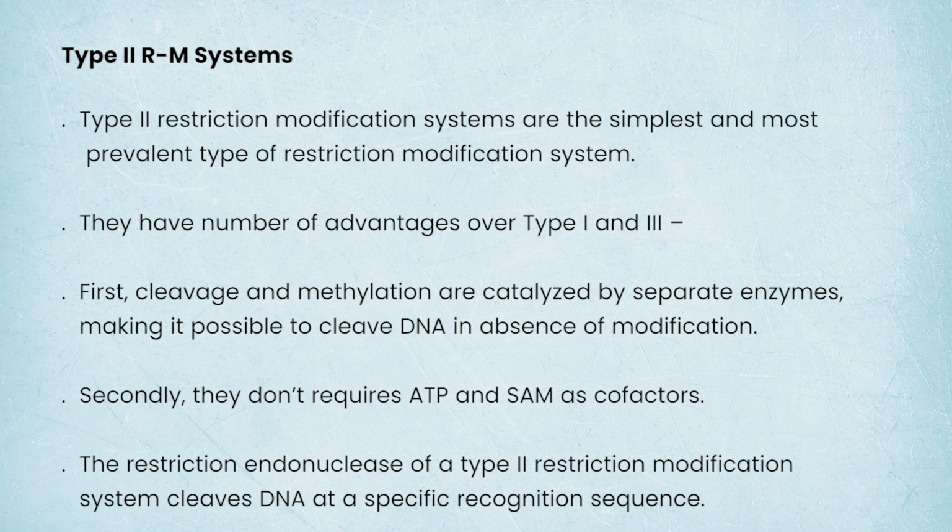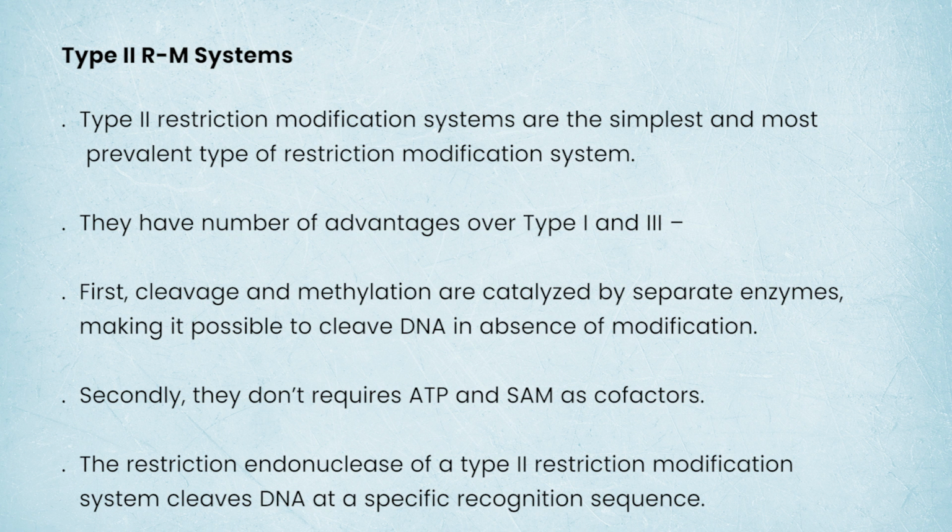So they have a number of advantages over types 1 and 3, because cleavage and methylation are catalyzed by separate enzymes. They do not have a single complex acting for both cleavage and methylation; they have different enzymes for cleavage and for methylation. This makes it possible to cleave the DNA even in the absence of modification. So the DNA can be cleaved even if it is unmodified, and they do not require ATP and SAM as cofactors.